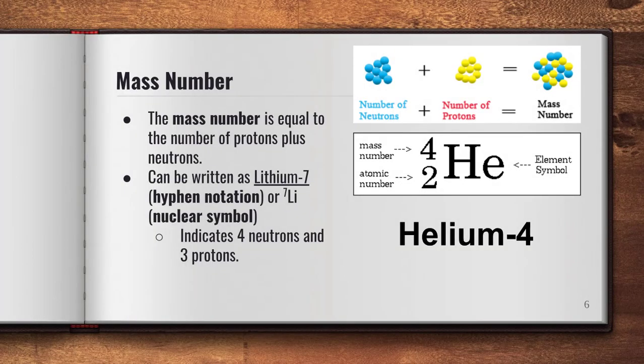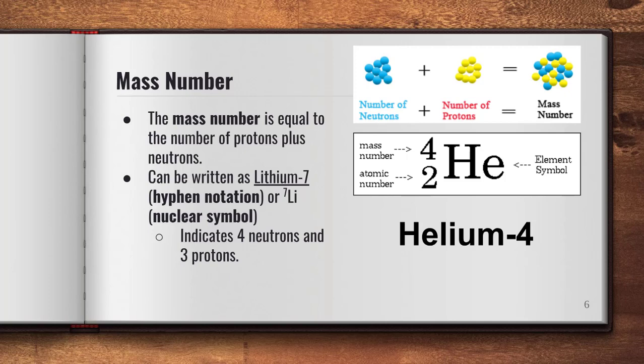Let's take a look at what's called the mass number. Most of the mass that's found inside of an atom is related to the number of protons and neutrons. Electrons have a much smaller mass than protons or neutrons. So the mass number is something that's used quite frequently, and that is the number of protons plus the number of neutrons. That gives us our mass number.